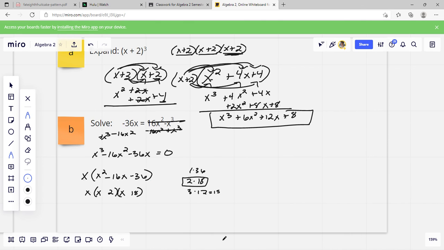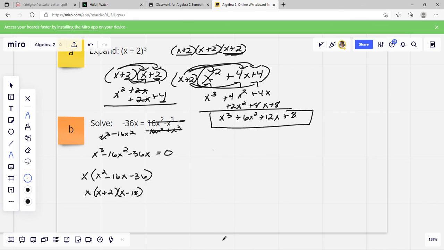All right, and then I need it to be a negative number when I subtract. So my negative is going to go on the big one, and my positive is going to go on the small one. All right, so if I said negative 18 and positive 2, I'm going to get negative 16. And then 2 times 18 would be 36. All right, that does that.